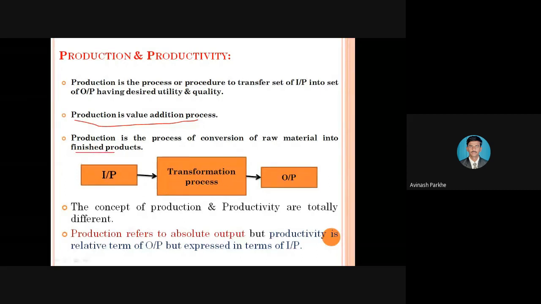Here I have represented it in a graphical manner also. At the left side, there are the input parameters. Then in between input and output, there is a transformation process. And at the end, there is the output. Input means there are so many inputs: man, machine, material, knowledge, and capital investment. These are the many inputs, but there is only one output. What is that particular output? Finished products or finished goods.